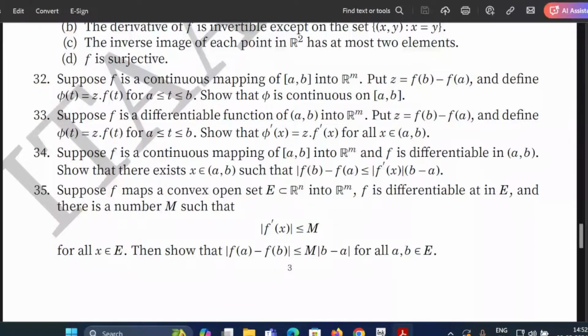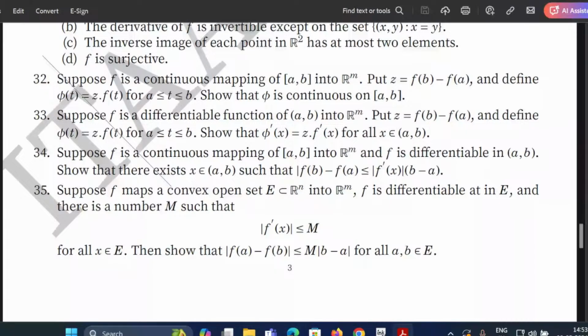You have to use question number 34 to solve question number 35. You see that to solve question number 34, we used the mean value theorem for real value function of a real variable. Now to solve question number 35, we have to use the vector value function of a real variable, just one single real variable. So how to do it?